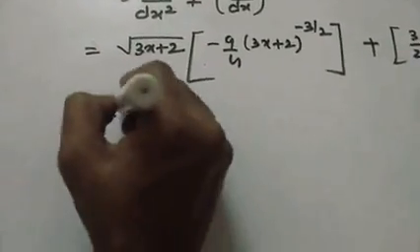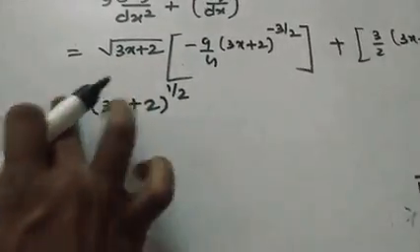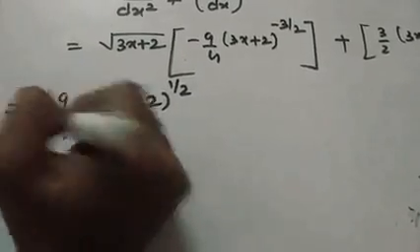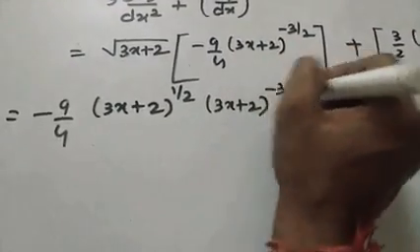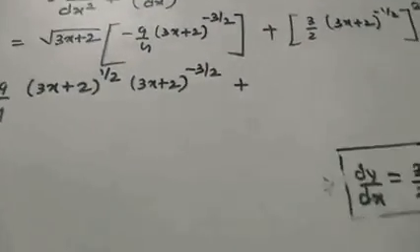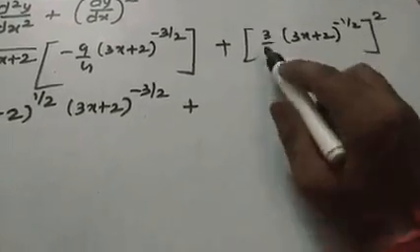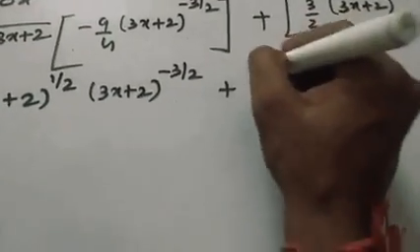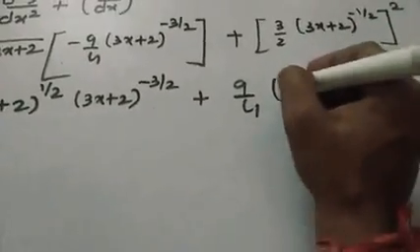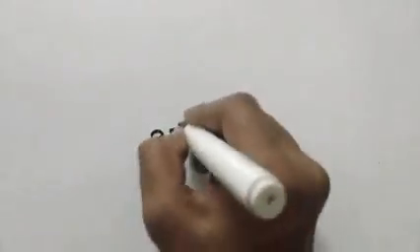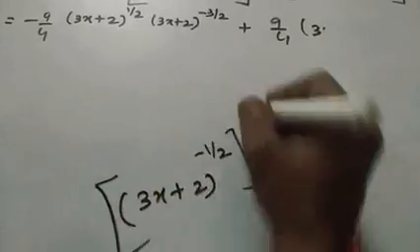Root over means what is the power? 3x plus 2 to the power half, minus 9, before this will come in front, and here 3x plus 2 to the power minus 3 by 2. Okay, and this side whole square means 3 by 2. First of all, 3 by 2 whole square, that is 9 by 4, and 3x plus 2, see here, what was the expression there? 3x plus 2 to the power minus half and whole to the power square. That is the expression there.